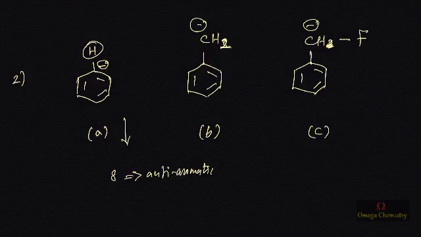Now let us come to the second case, B. Now this negative charge can be resonated, right? This negative charge can be resonated, and such resonance structures will bring stability also. But when we look at this third case, this negative charge will be drawn by the more electronegative atom fluorine.